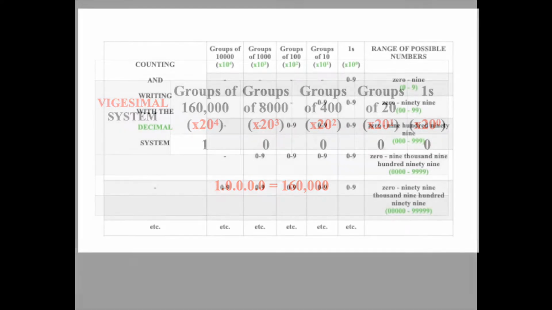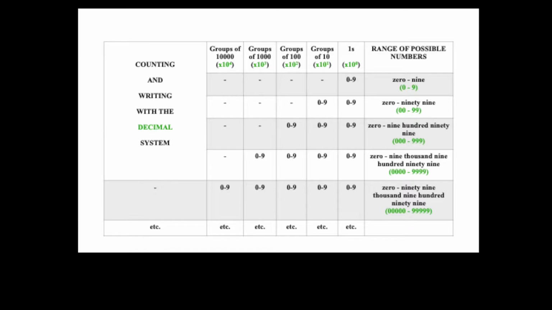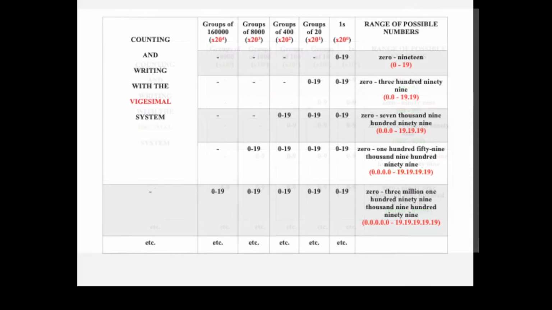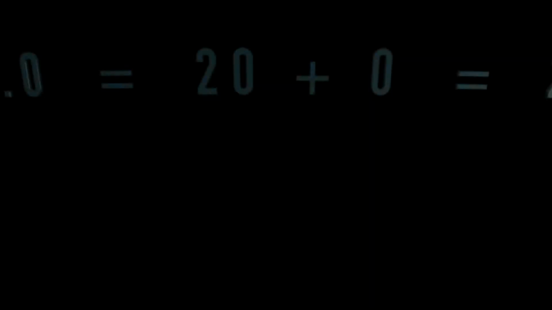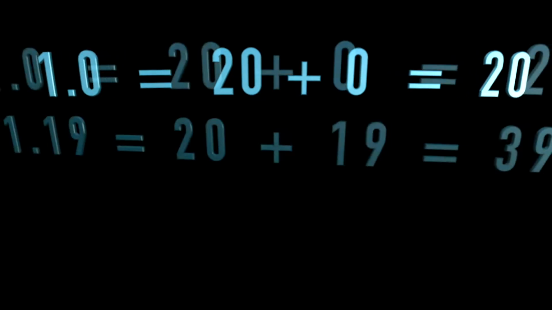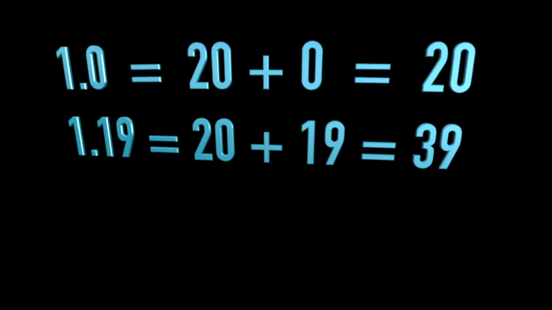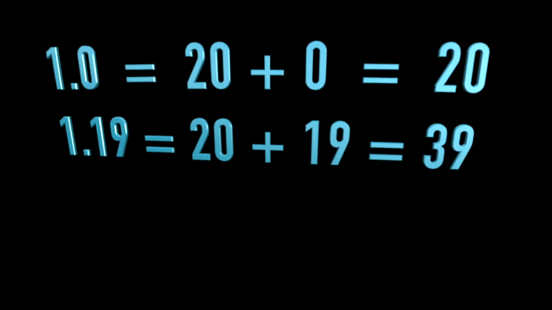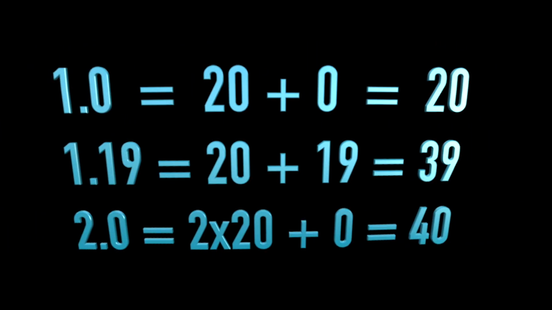Just as you can go up to 9 before moving to the next column in decimal mathematics, we must go to 19 before raising the number in the next column in Vigesimal mathematics. Take a look. 1.0 is 20 plus 0. 1.19 is 20 plus 19, for a total of 39. 2.0 is 2 times 20 plus 0, which is 40. So we went from 1.19 to 2.0 in Vigesimal code, from 39 to 40 in decimal.